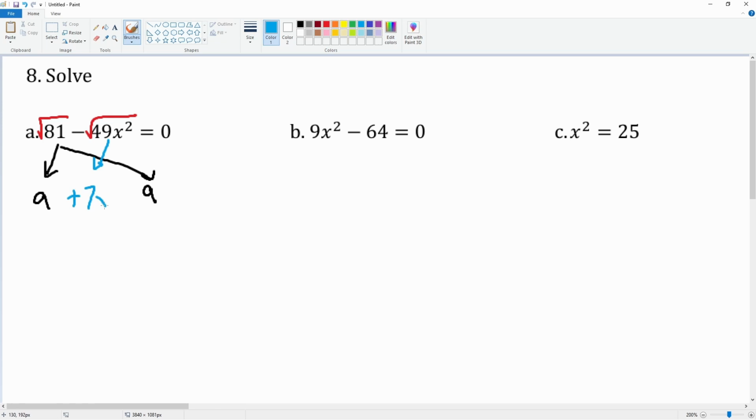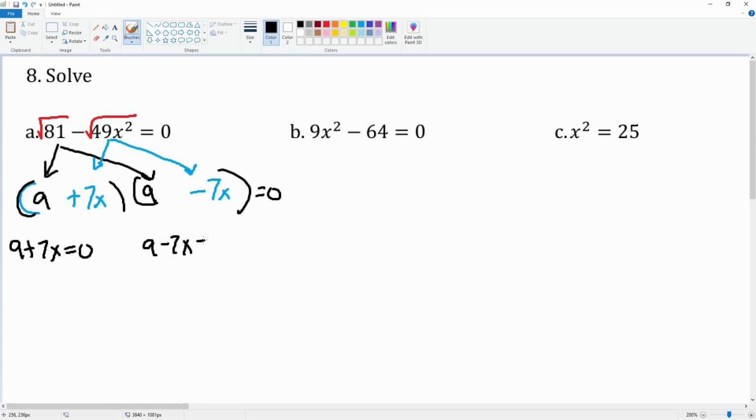plus 7x because again the 49 becomes a 7 and this becomes a negative 7x because remember, do you see how that there's a negative there? Okay, so these are basically the two equations, right? So all we have to do is now solve. So 9 plus 7x is equal to 0 and 9 minus 7x is equal to 0.